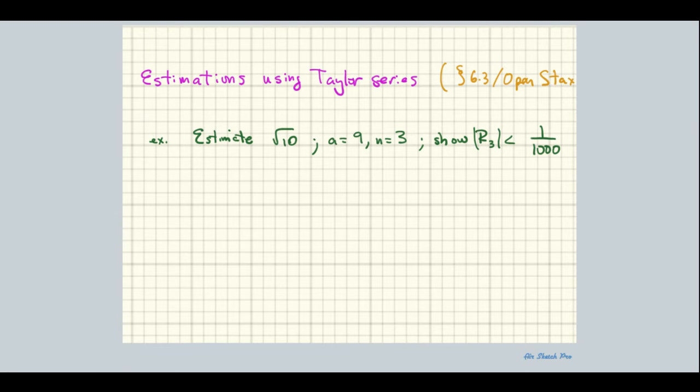We're going to show that two ways. We're going to show it first of all just by using a calculator to show that our approximation is less than 1 in 1,000. And then we're going to use the theory to show that the third remainder was less than 1,000. Okay? So here we go, guys.